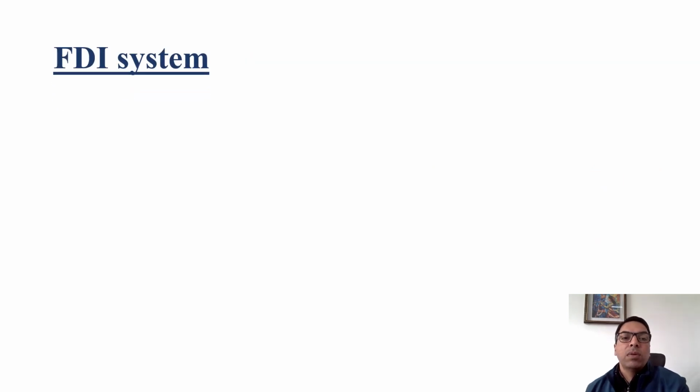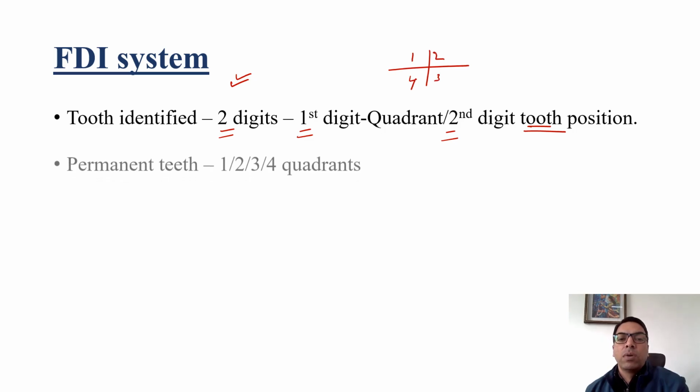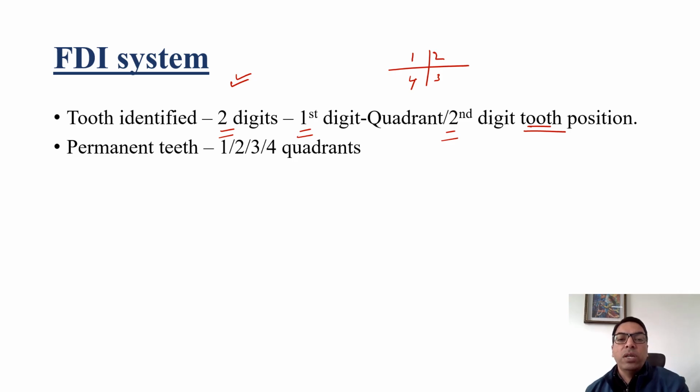Next is the FDI system. Generally we are using this system now because it is least confusing. It is a 2-digit system. We use 2 digits, and the first digit indicates the quadrant, and the second digit indicates the position of the individual tooth. For permanent teeth, the quadrants are 1, 2, 3, and 4, and the second digit indicates the tooth position. And the temporary teeth have the same quadrants, but 5, 6, 7, and 8.